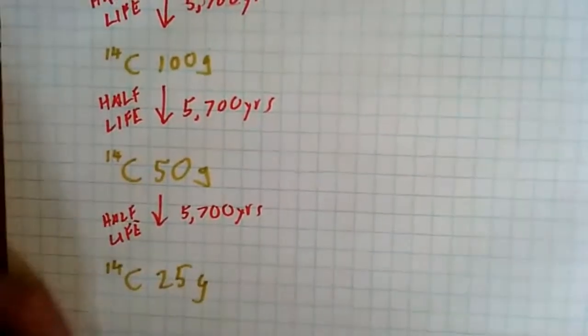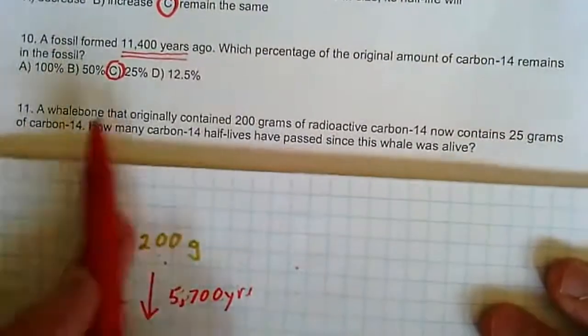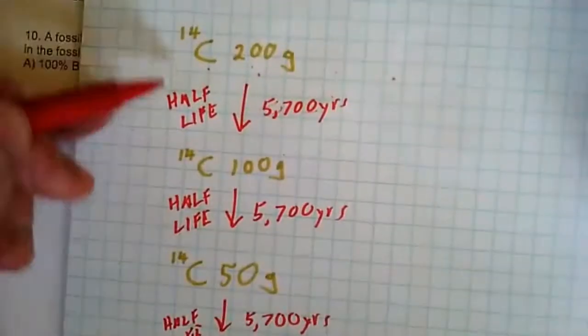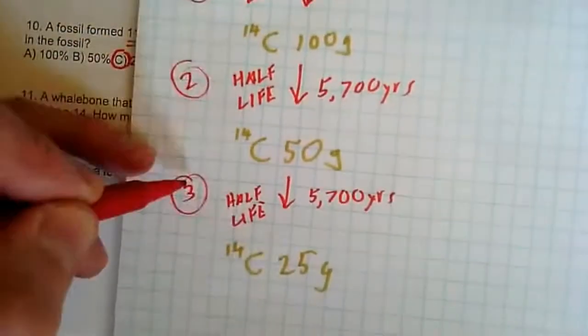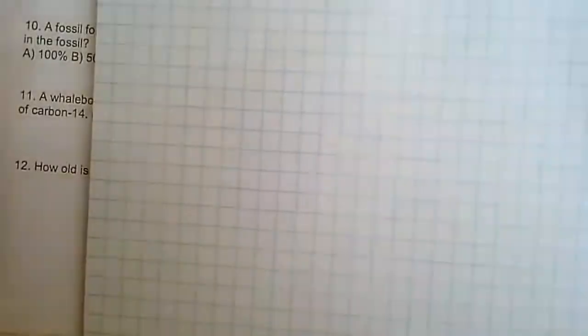I can just continue this process all the way down again and again. But I'm going to stop right now because that's what the question was asking us about. The question said a whalebone that originally contained 200 grams of radioactive carbon-14 now contains 25 grams. That's where we are with the diagram. We went from 200 grams to 100 to 50 to 25. The question asks how many half-lives. Let's count: 1, 2, 3. So 3 half-lives to get down to 25. Not 4, just 1, 2, 3 half-lives. That's why the correct answer is 3 half-lives.